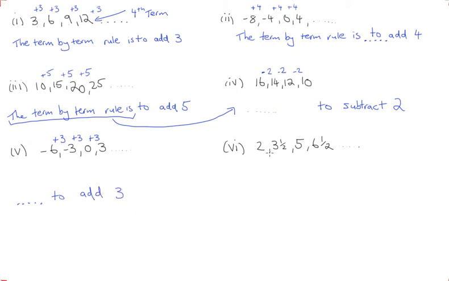Now this one here, well done if you got this one right. It's increasing, so we must be adding. And to go from 2 to 3.5, it's 1.5. Add 1.5. And to go from 3.5 to 5, you add 1.5. So add 1.5. So the term by term rule is to add 1.5.